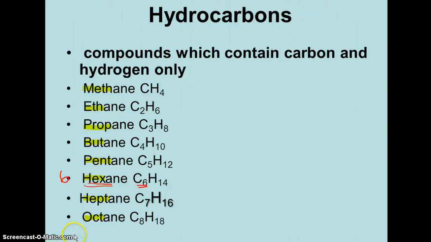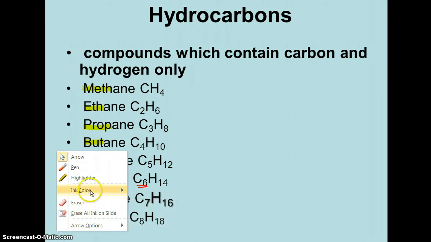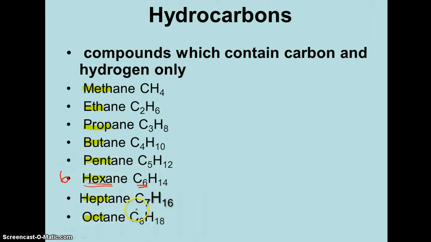I will write up here also the endings, but we will get to the double and triple bonds soon. But here we have ane, meaning a single bond. Ene will mean a double bond. And ine will mean a triple bond.